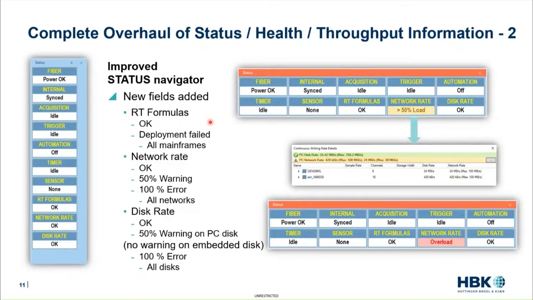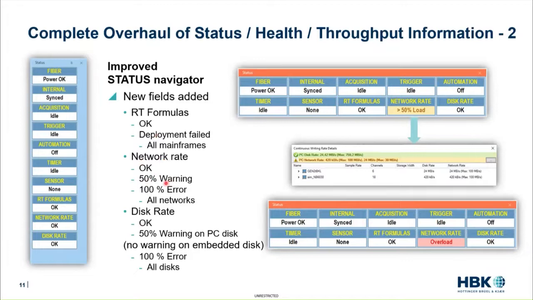It will tell you real-time formulas are either OK or the deployment failed. If the deployment failed, you can click on it, see the information of all the connected mainframes and which one is having the issue. On your network rate, there are 3 different possible messages. One is OK, everything's happy.